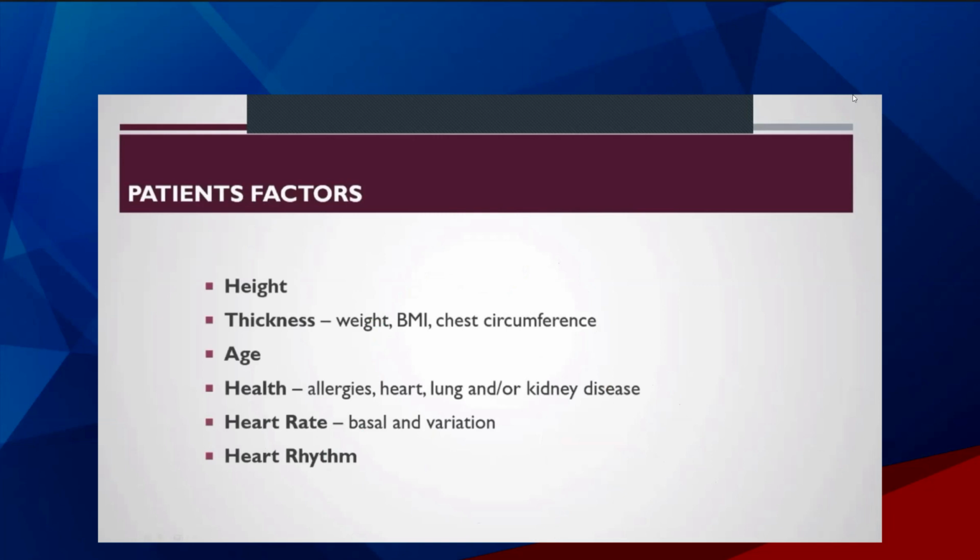Among the different patient factors that affect image quality, body habitus is one of the most important. Patients' height and thickness, including weight, chest circumference, and BMI play a major role. Imaging patients with greater than 30 to 35 BMI can be pretty challenging.